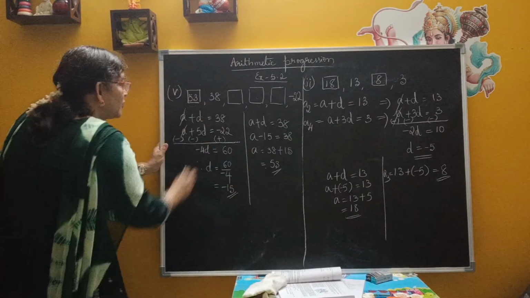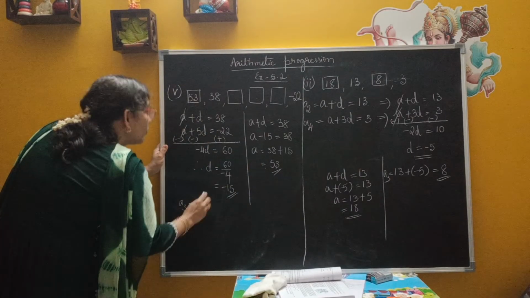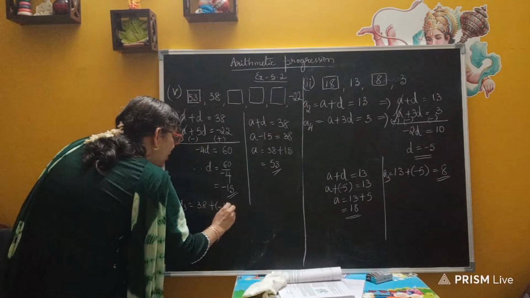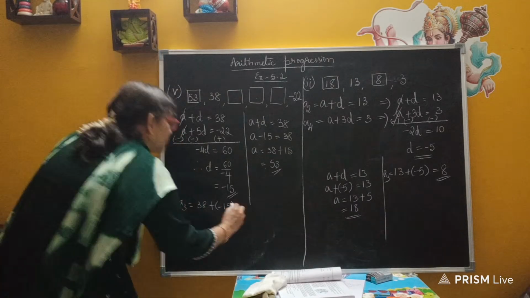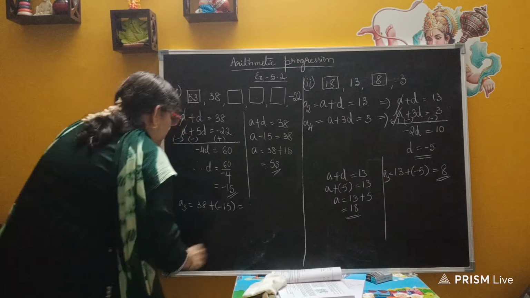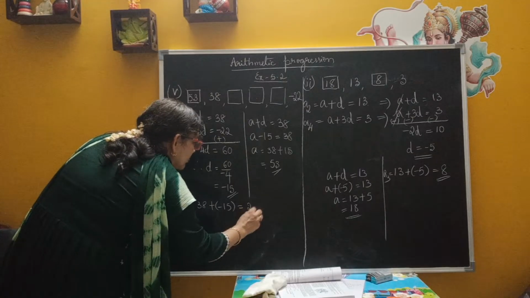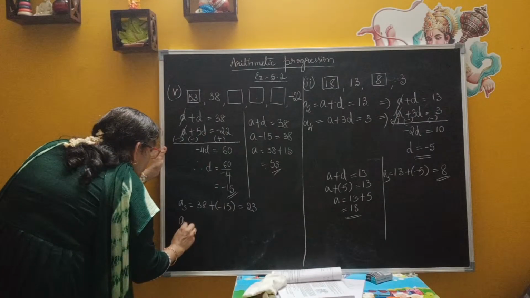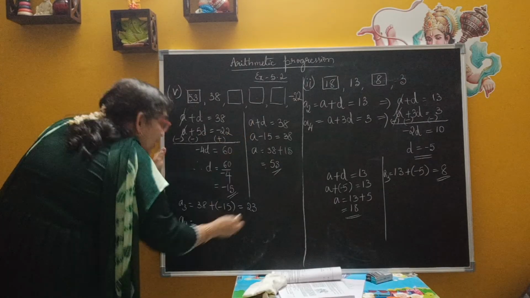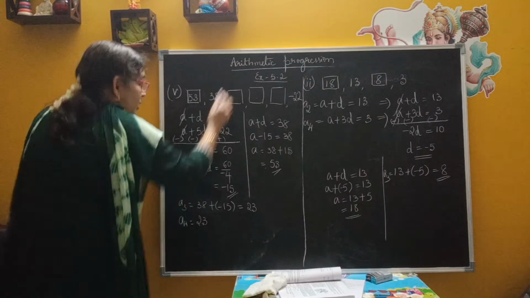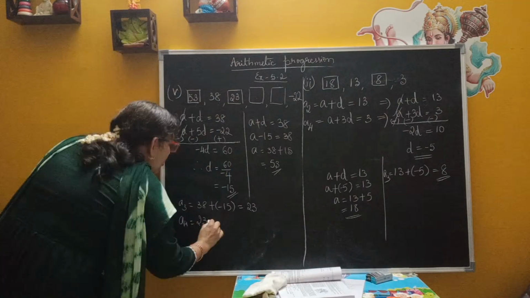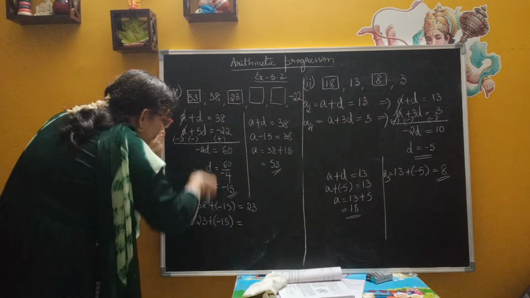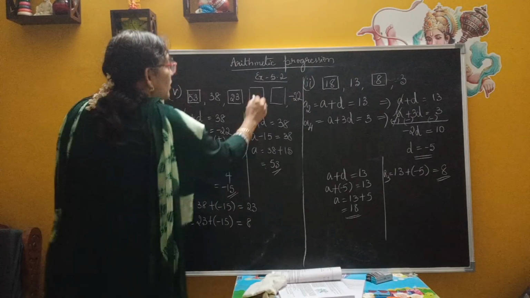So next, let us find a3. a3 is equal to 38 plus of minus 15, that is 38 minus 15. It is equal to 23. Next, a4 is now that 23, plus of minus 15 is equal to 23 minus 15, how much do we get? It is 8.